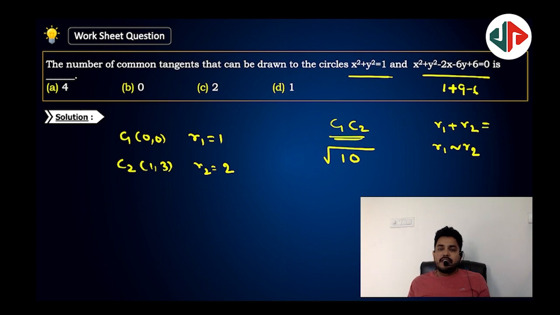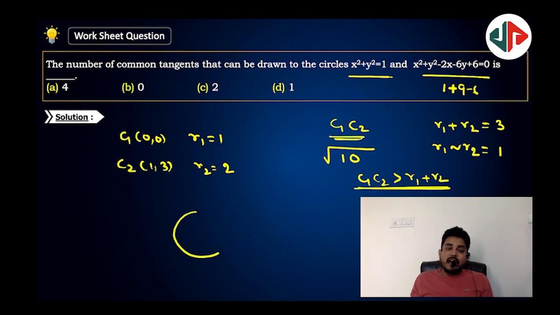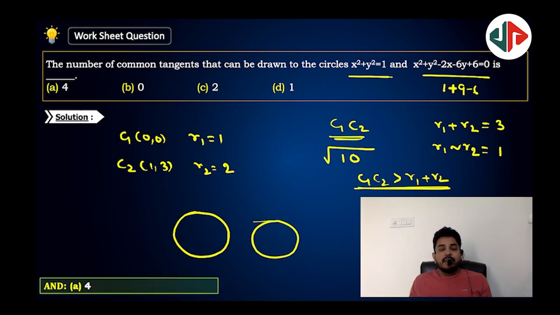R1 plus R2 is 3 and R1 minus R2 is 1. So C1C2 is greater than R1 plus R2. So the circles are going to be like this, and the number of tangents will be equal to 4: 2 direct and 2 transverse. Next question.